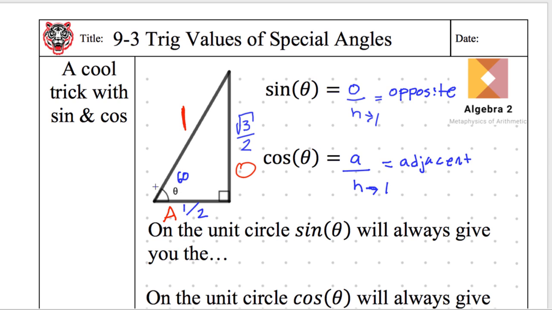And if I am on that coordinate plane, there's my origin right here, and then I go in this direction, go up, so y and x. So assuming that it's on the coordinate plane, now answer this question. On the unit circle, sine of theta will always give you the, is it the x coordinate or the y coordinate? The y coordinate.